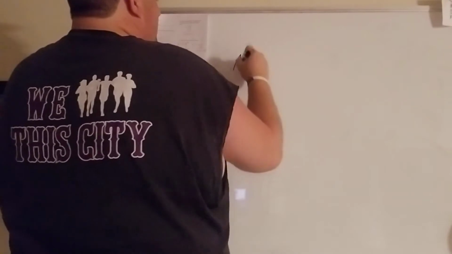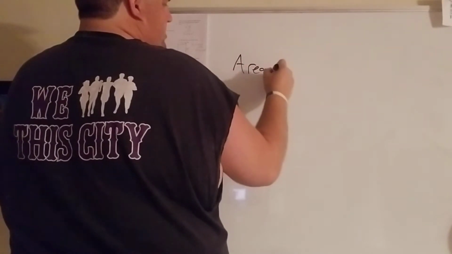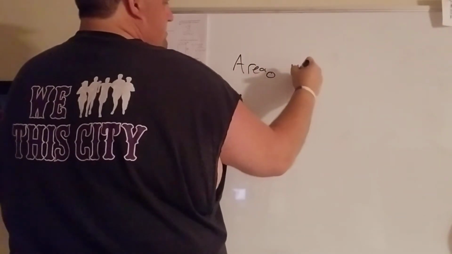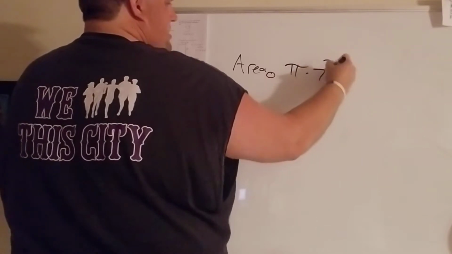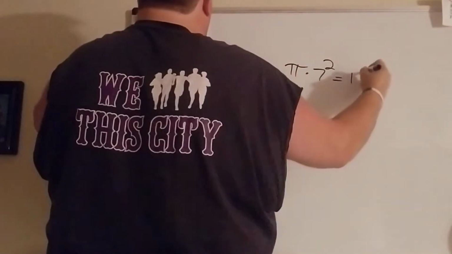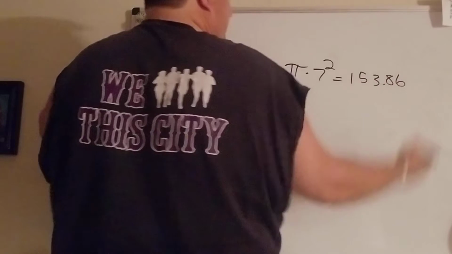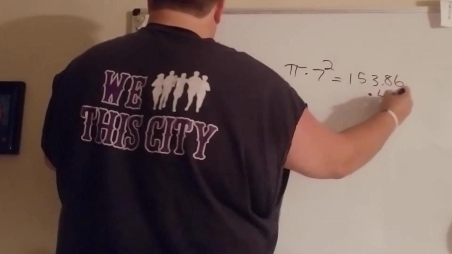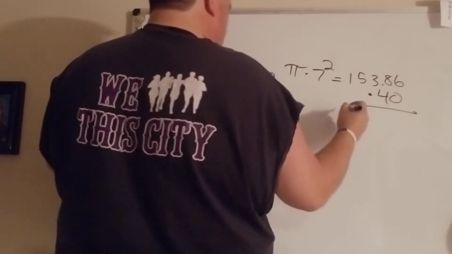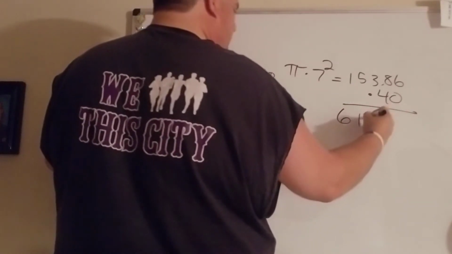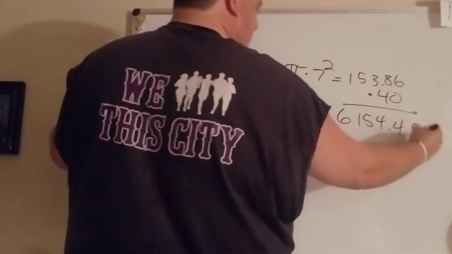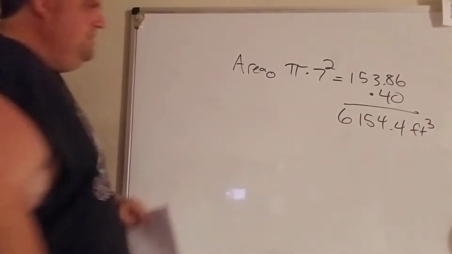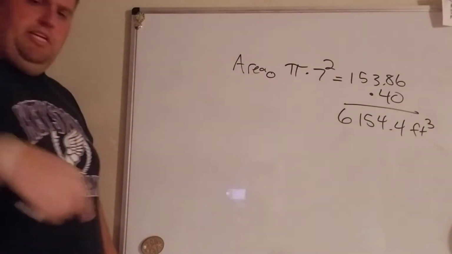Number 11, the cylinder. So we always start with area of the base, which in this case is a circle. So that's going to be pi r squared. And that gave me 153.86. So that's area of the base times the height is 40. And that gives us a volume of 6,154.4 feet cubed. Area of the base times height.